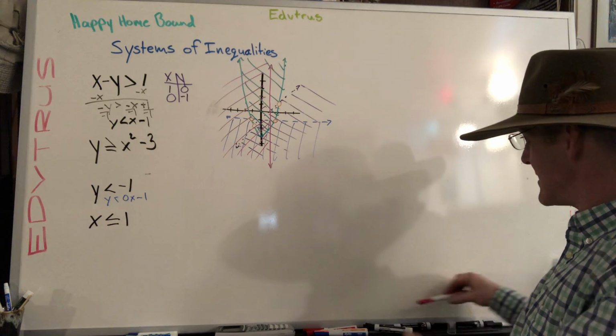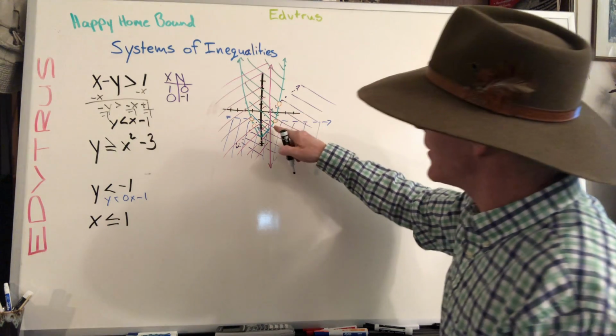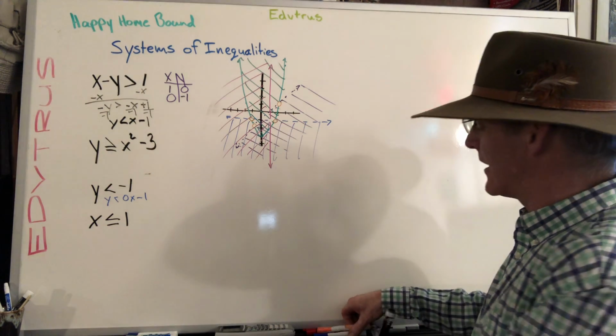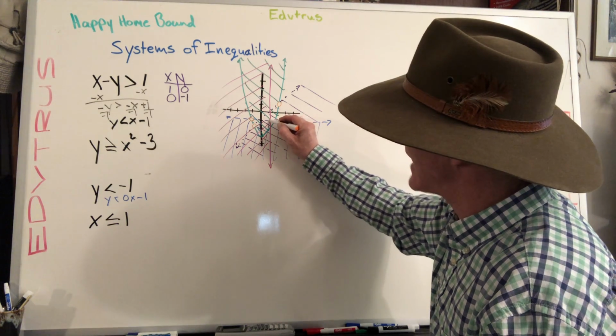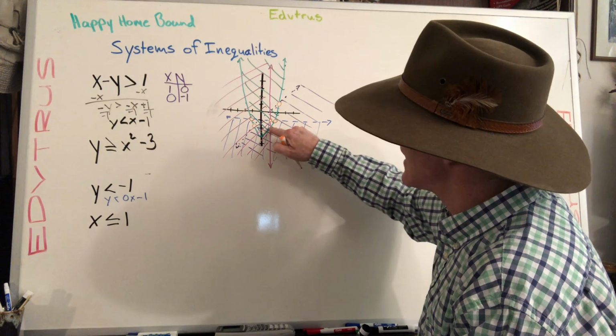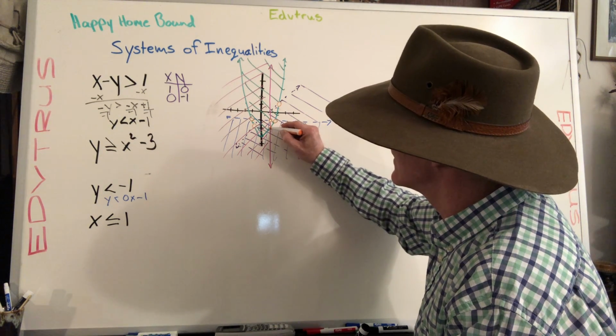And what I want you to see is that right there, we have an open circle again, right? Because that's a solid meeting a dashed. But right there, that's a solid hitting a solid. That's a solid intersection.